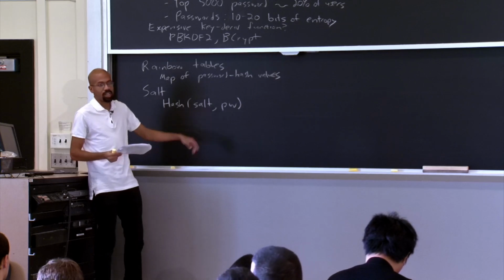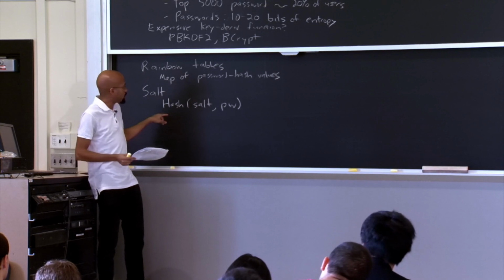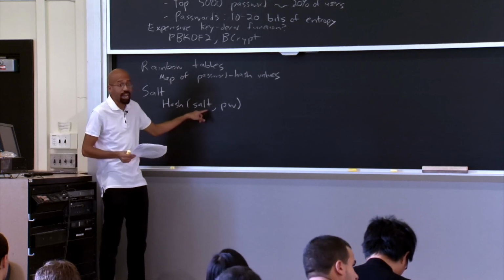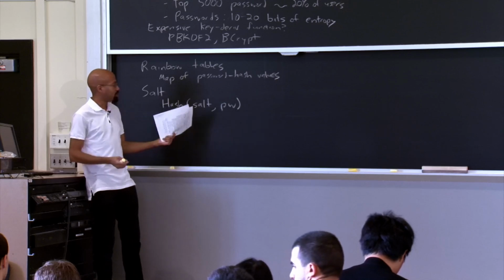So what is this salt? Just think of it as a string, a long string that's provided as the first part of this hash function. Okay, so why is it better to use this scheme?